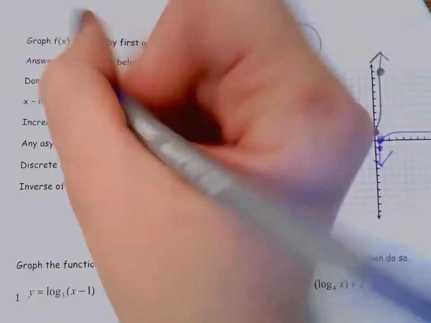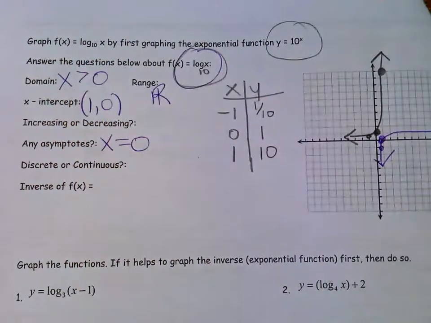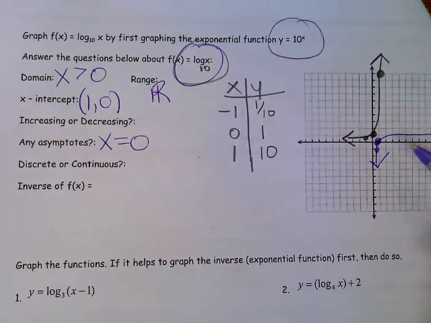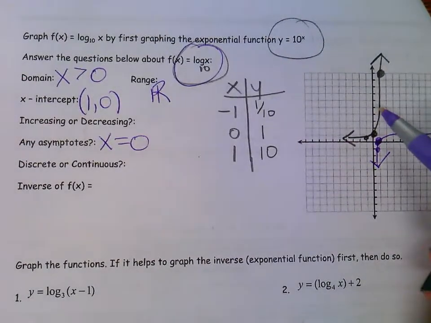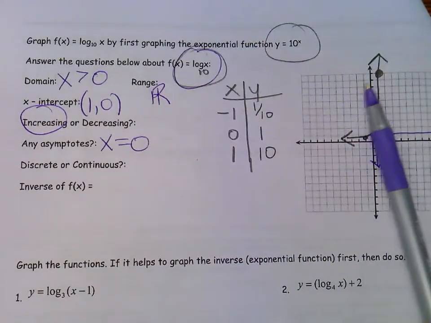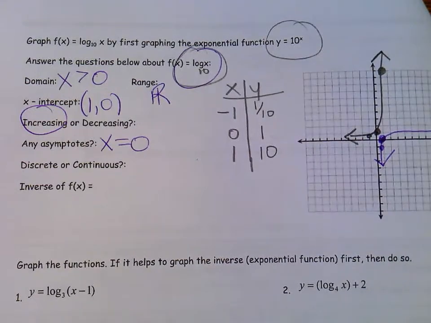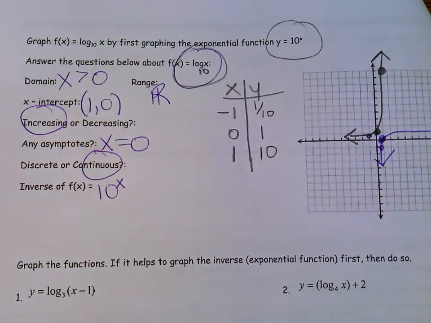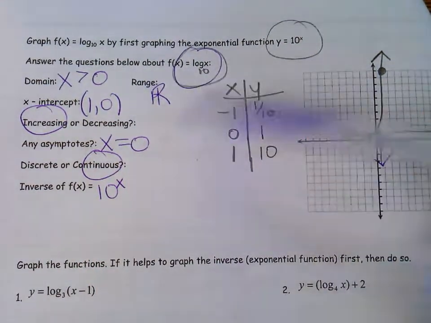The x-intercept is my key point, which is at (1, 0), just like (0, 1) is the key point for the other graph. It's going to be increasing, so as I go to the right, it's slowly going up. It is continuous. I don't lift up my pencil. The inverse function is 10 to the x. So the log graph has that data.